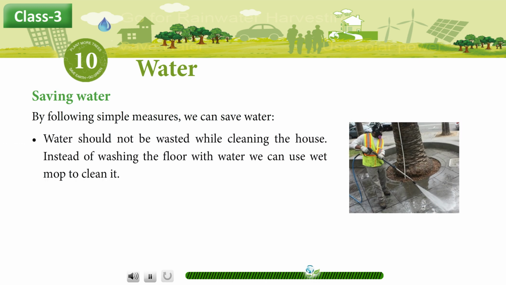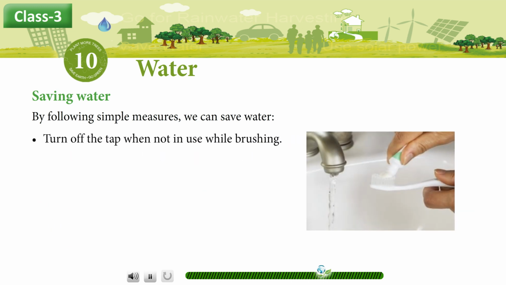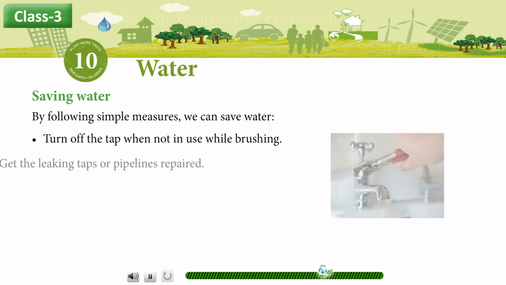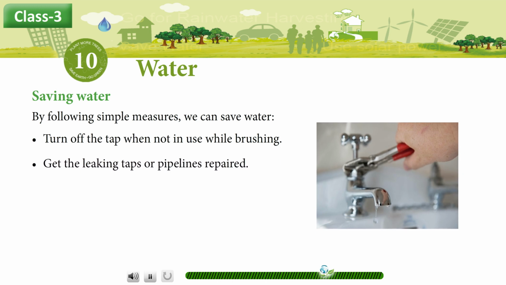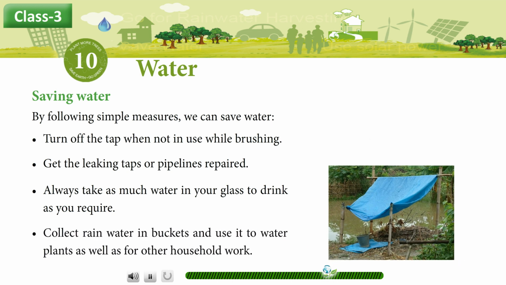Water should not be wasted while cleaning the house. Instead of washing the floor with water, we can use a wet mop to clean it. Water should be saved while washing fruit and vegetables by keeping some utensils under the running water or by washing them in stored water. This water can be used to water the plants or to clean the floors. Turn off the tap when not in use while brushing. Get the leaking taps or pipelines repaired. Always take as much water in your glass to drink as you require. Collect rainwater in buckets and use it to water plants as well as for other household work.